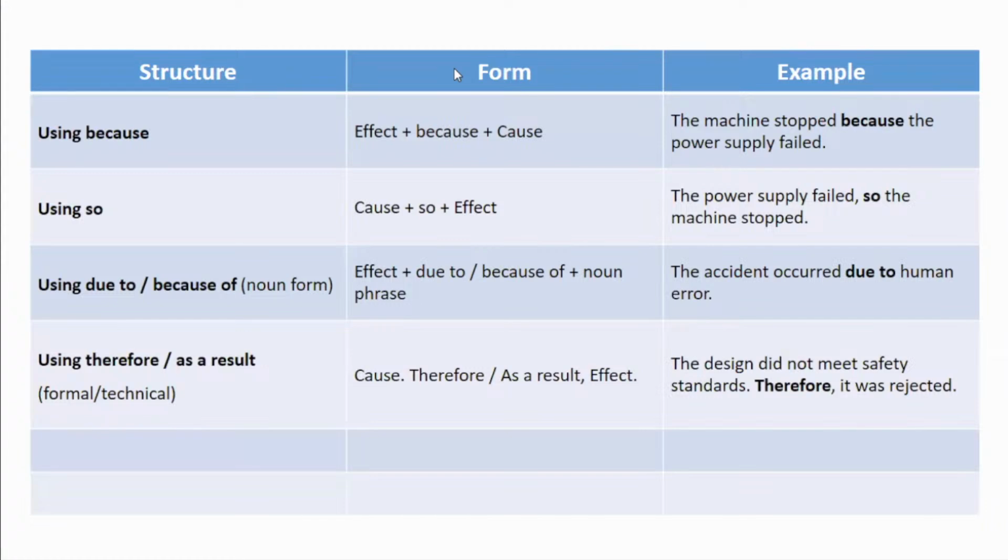So how sentences are built, right? I just told you through the examples as well. Using because, you have the effect, then because plus cause. Then so, which is an effect word, you can see cause, then so plus the effect. Right? The machine stopped because the power supply failed. The power supply failed, so the machine stopped.